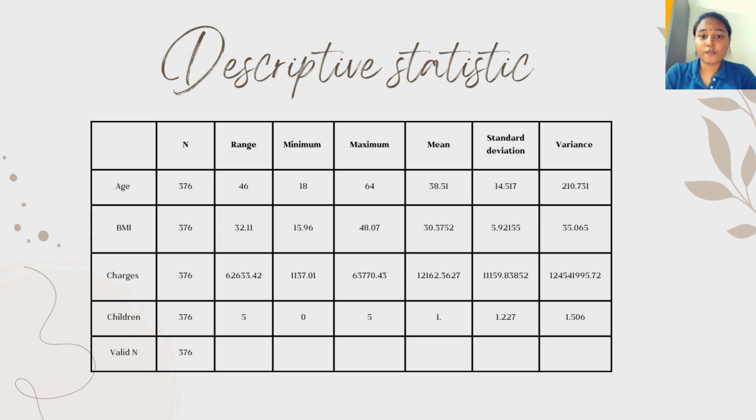I will explain about descriptive statistics and frequencies of this case. Descriptive statistics is a set of brief descriptive coefficients that summarize a given dataset representative of an entire or sample population. This descriptive statistics table gives a summary of 376 individuals in the dataset, including information on their age, BMI, number of children, and charges.